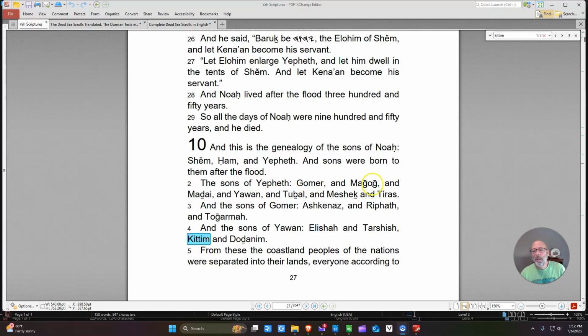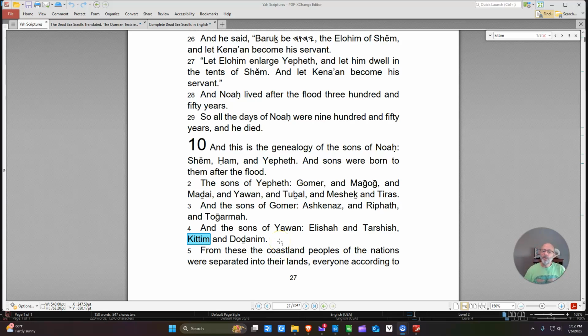We have Gomer and Magog, and we know these from end times discussion where the Kittim come along. We have Gog of Magog, and then we have Madai, and then we have Yawan, and we have Tubal, and we have Meshech, and we have Tyrus. And the sons of Gomer, Ashkenaz, Rephath, and Togarmah. And the sons of Yahuan, Elisha, Tarshish, Kittim, and Dodan.